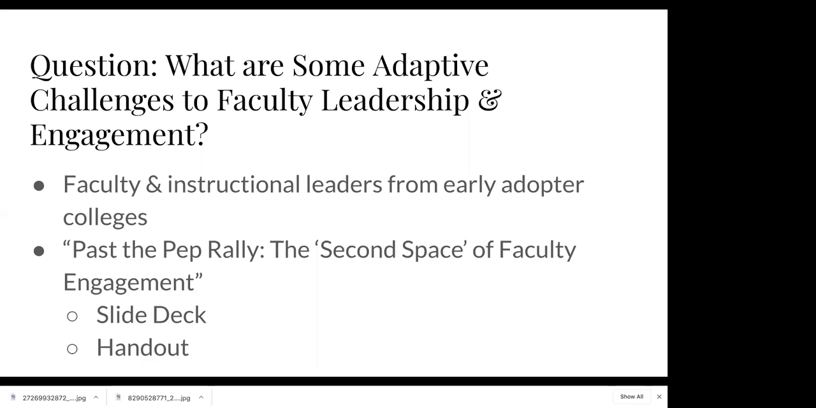And the second space of faculty engagement is when you move beyond this notion of, okay, let's get together and talk about X, Y, or Z. But when you're actually trying to do this cross-functional work that really does bust into other people's silos, where it stops being just somebody's good idea and starts becoming somebody's job responsibility, then that's the second space of faculty engagement.